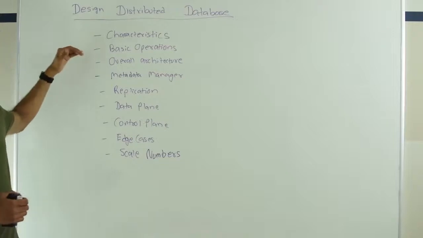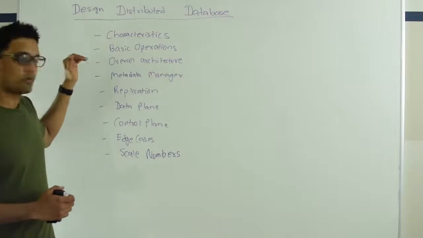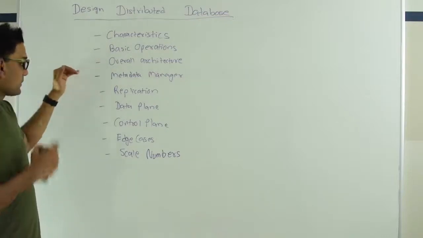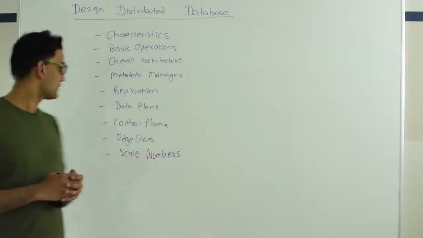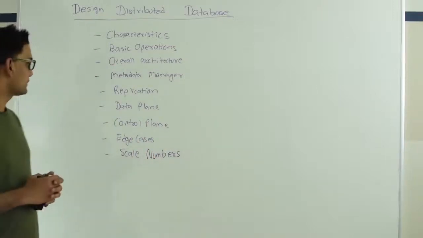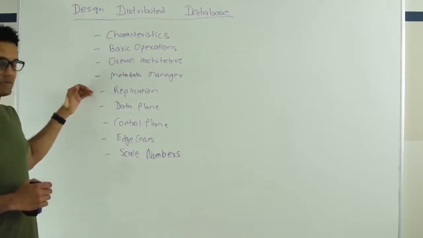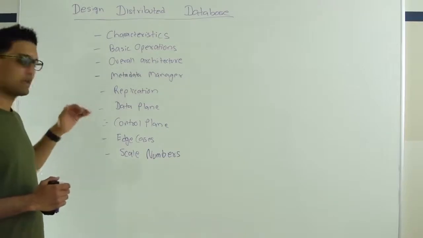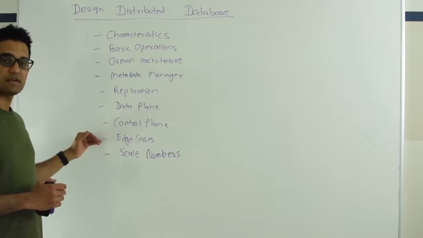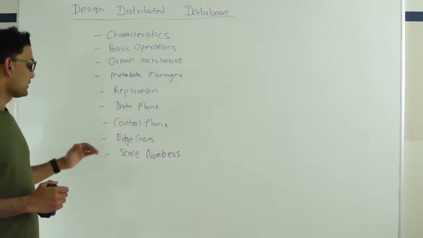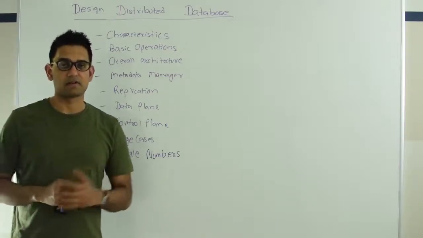The next thing we are going to do is look at the basic operations which the database can support. Then we look at the overall architecture of the database. Then we'll talk about the metadata manager, where and how the metadata of the database is stored. Then we'll go into the replication group. This is where all the interesting stuff happens. Then we'll talk about the data plane, the control plane, and then we'll look at some of the interesting edge cases and talk about how we solve them. And finally, we'll talk about the numbers, or how much this database can scale given certain conditions.